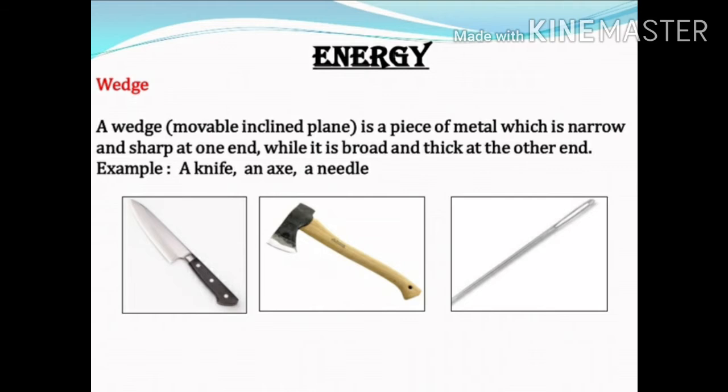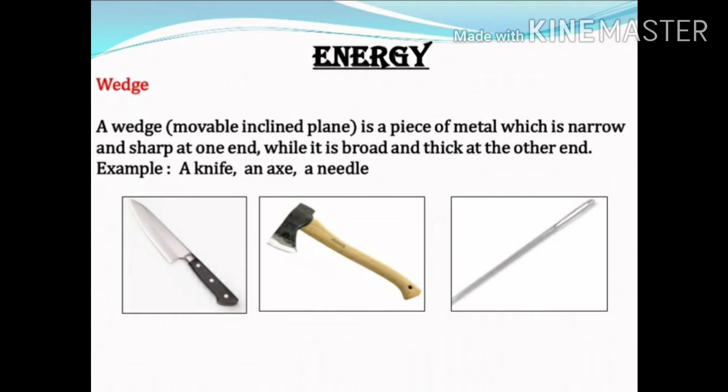A knife, an axe, a needle, which you see in your daily life. A wedge has two edges, one edge is narrow and sharp and the other edge is broad and thick. A wedge is used for cutting and splitting things. Just as you move an object up with the help of an inclined plane, similarly you cut things by moving a wedge through an object. When you cut an apple with a sharp knife, you make use of a wedge.